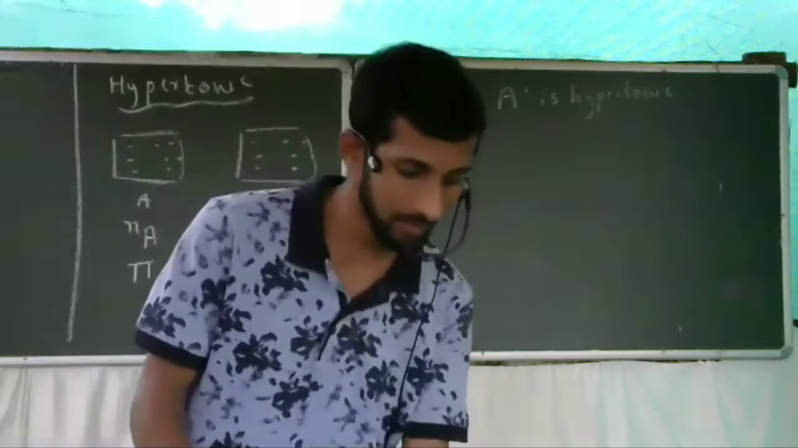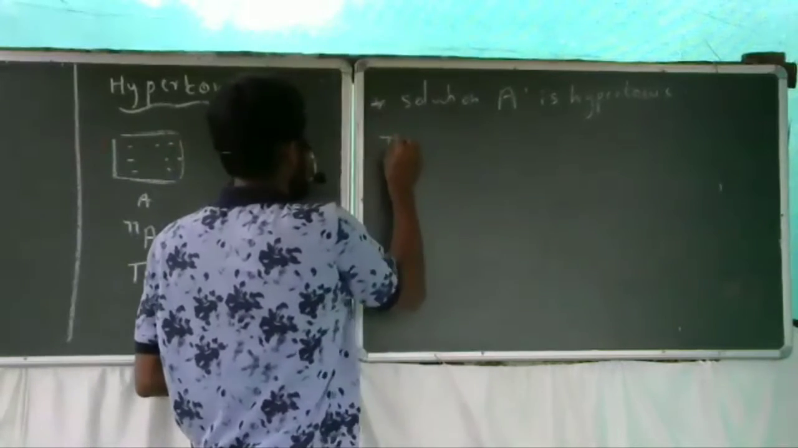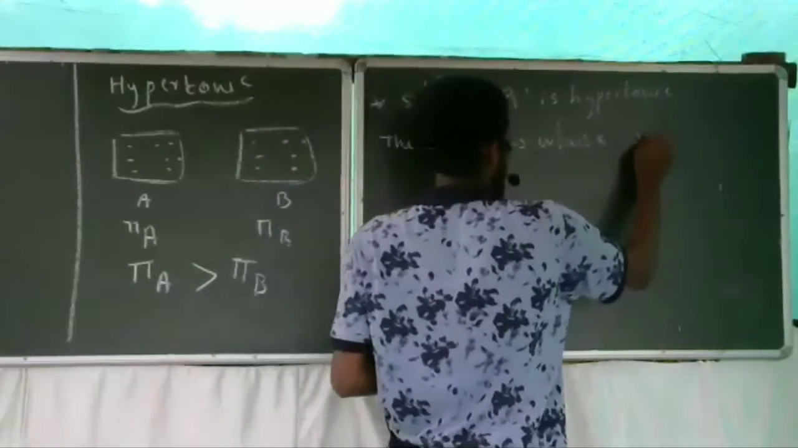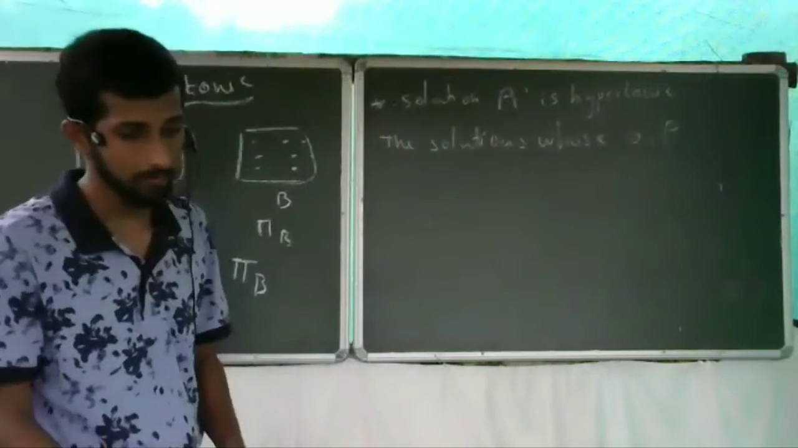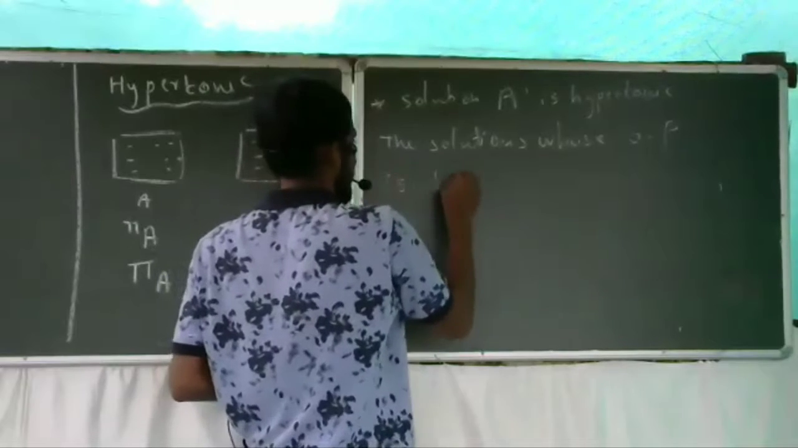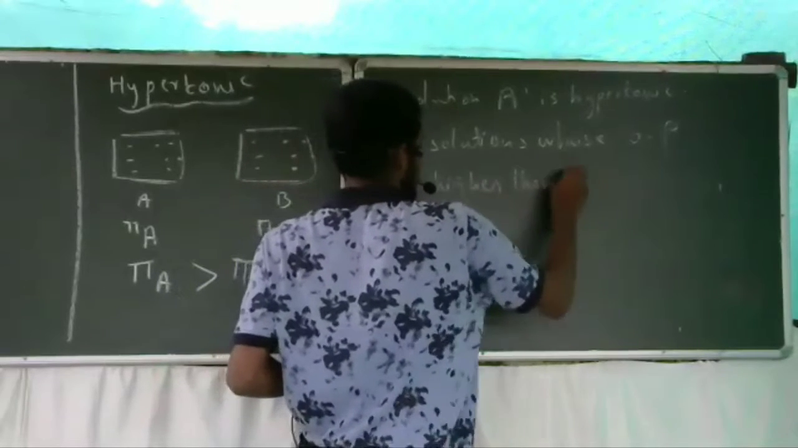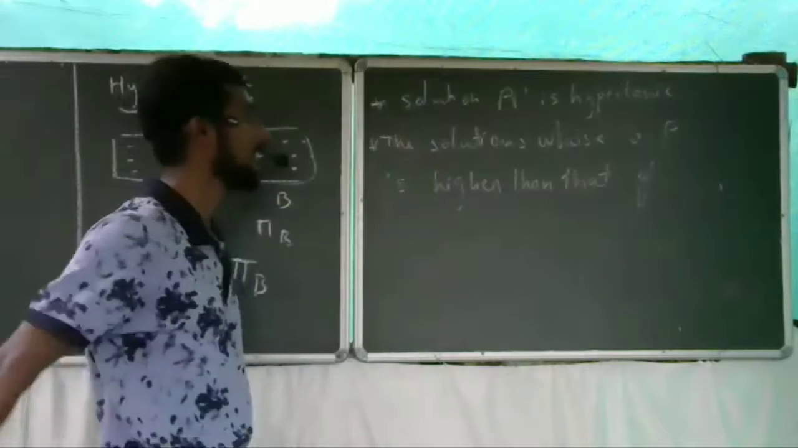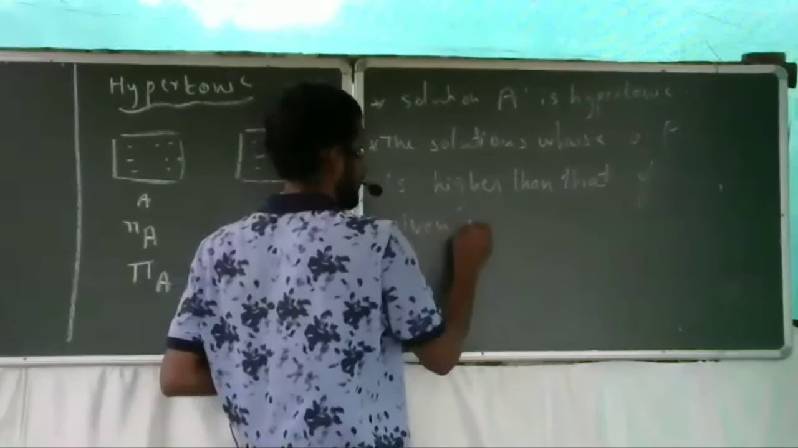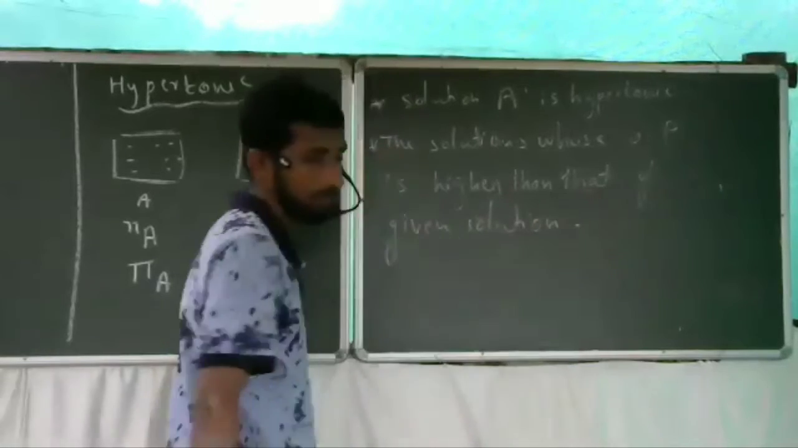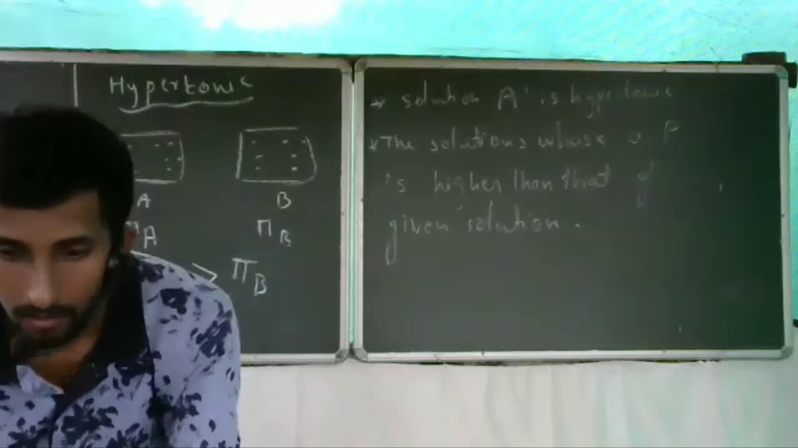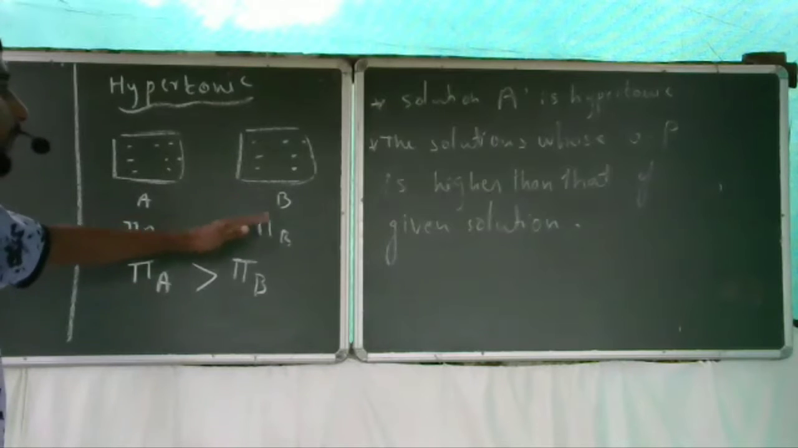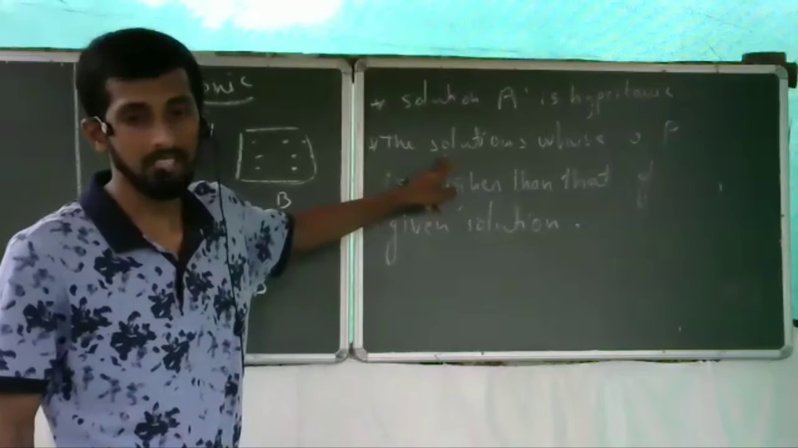So we can write a definition like this: the solution whose osmotic pressure is higher than that of the given solution, that type of solution is called hypertonic. Solutions having more osmotic pressure are called hypertonic.